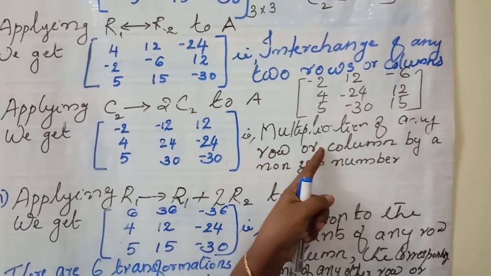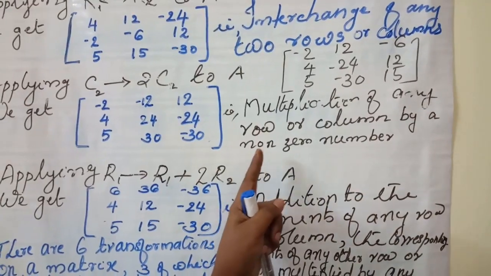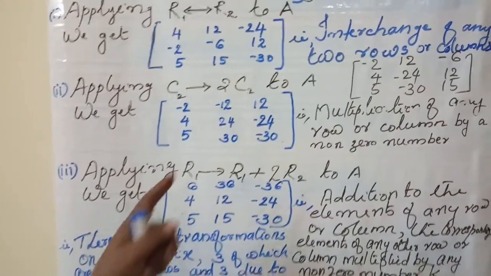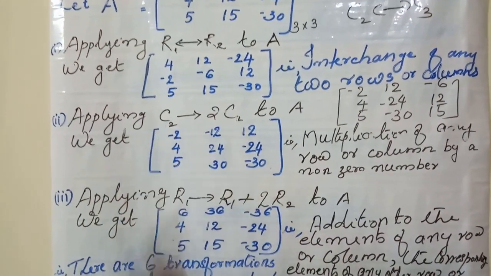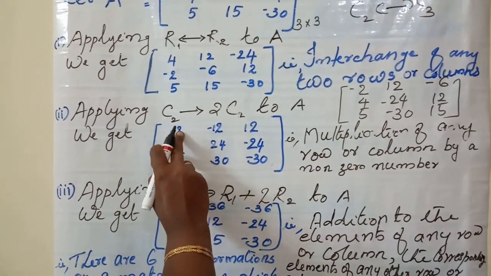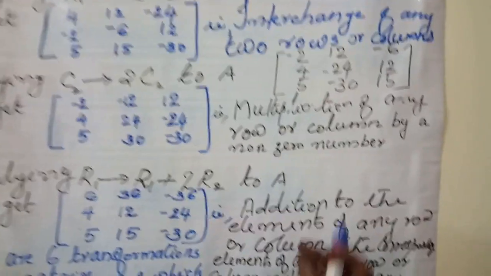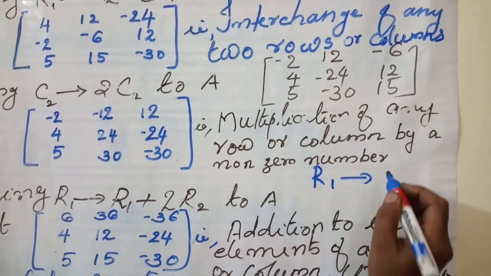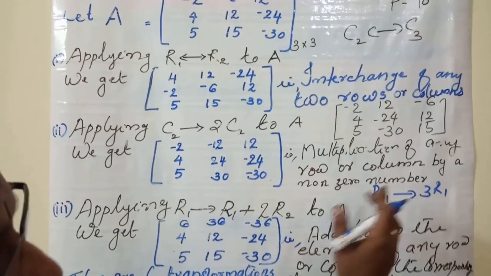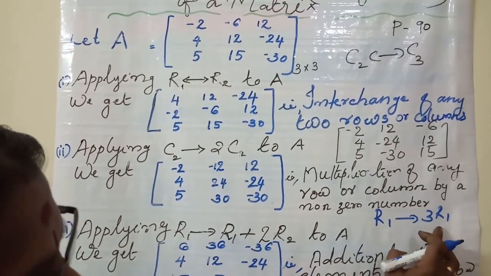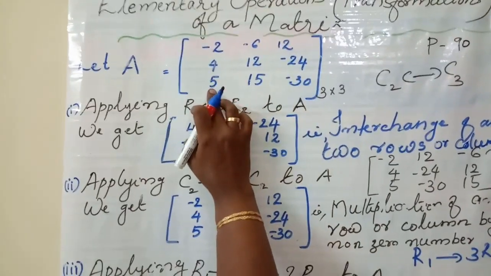That means multiplication of any row or column by a non-zero number or scalar. Understand? This operation is also called an elementary operation. The same operation applies to rows. Suppose the operation is R1 to 3R1. Then only R1 changes, with each element of R1 multiplied by 3, but R2 and R3 are unchanged.